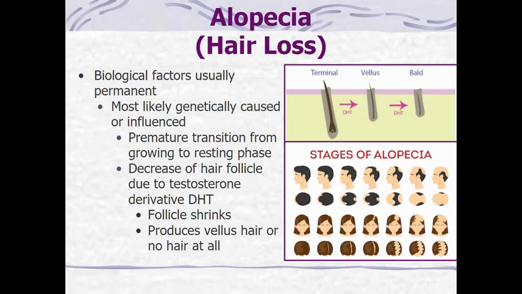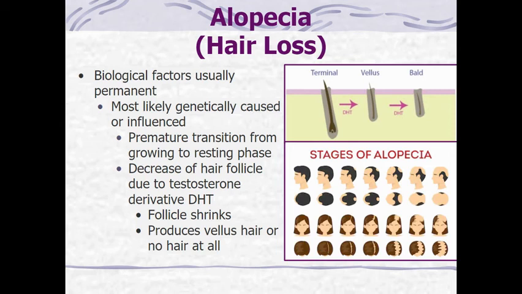Now, if it's a biological factor, then that hair loss is probably going to be permanent. Most of the time, it's genetically caused or at least genetically influenced. So you might notice a premature transition from the growing to the resting phase. And so it doesn't grow as long or as much as it used to. The hair follicle could actually start to decrease in size, and that is often due to a testosterone derivative called DHT. When this happens and when the follicle shrinks, it will produce vellus hair or possibly no hair at all.